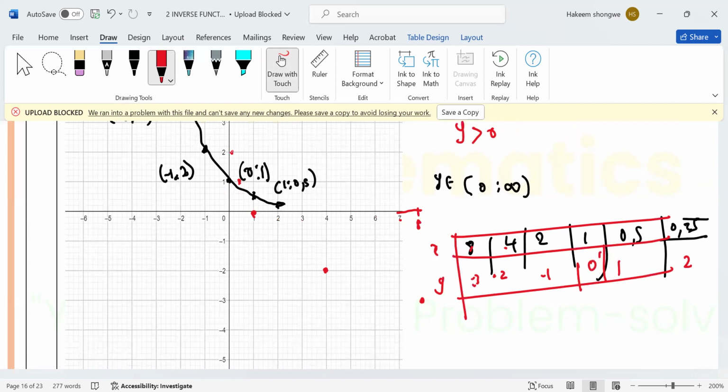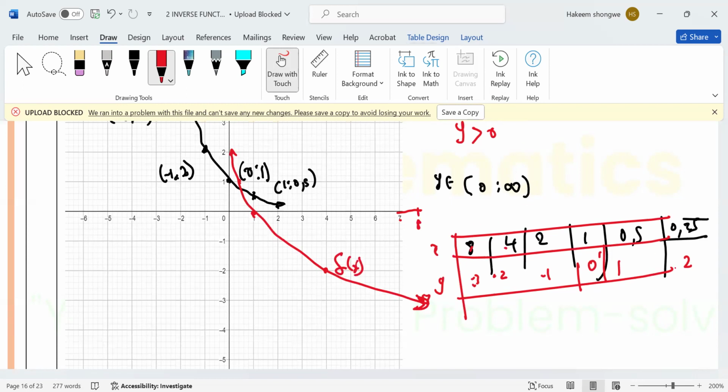Now you are going to connect your dots. Here are your dots then. You just put an arrow here. You also come and put an arrow here to say this thing here is continuing. And then you connect your dots as they follow each other. 1, 2, 3, and then 4. And then this is going to be f inverse of x, which is the inverse.